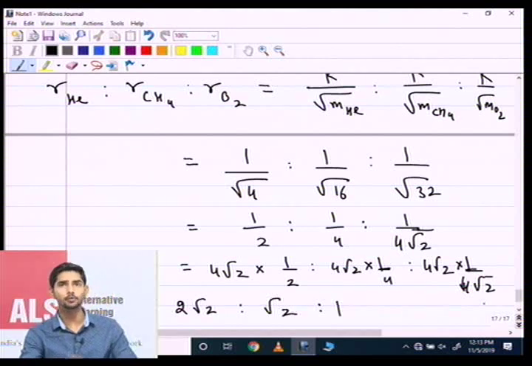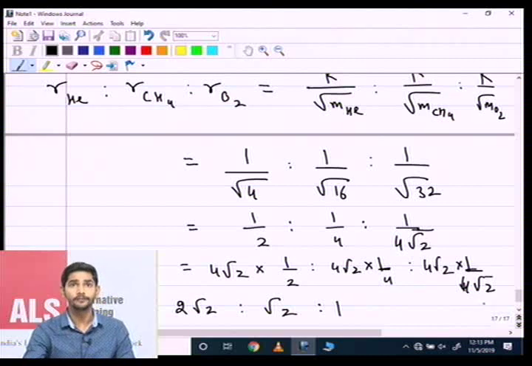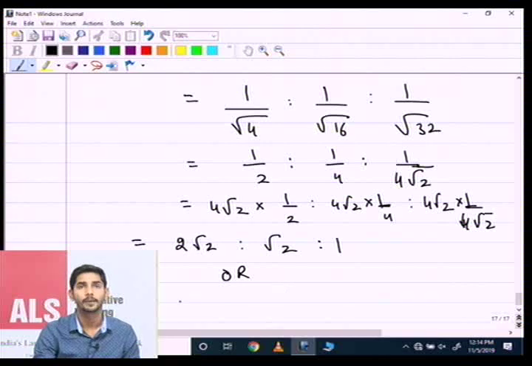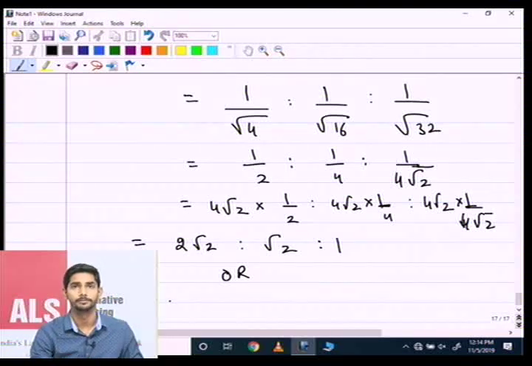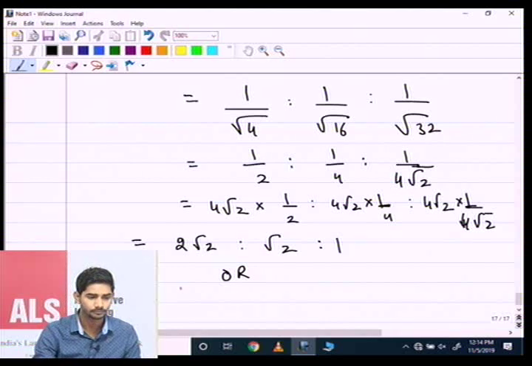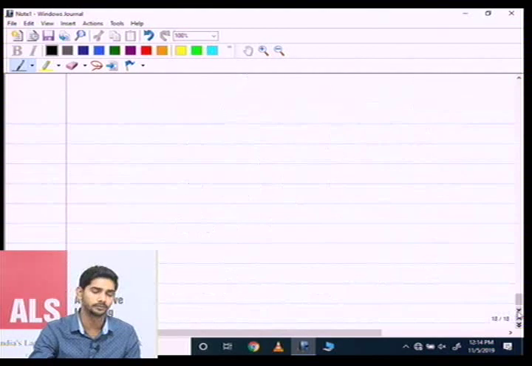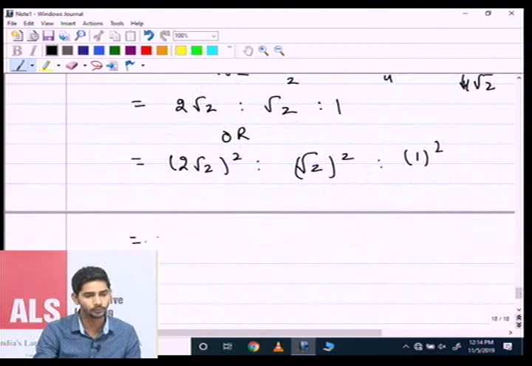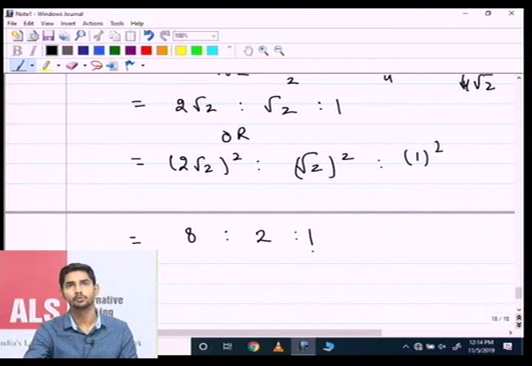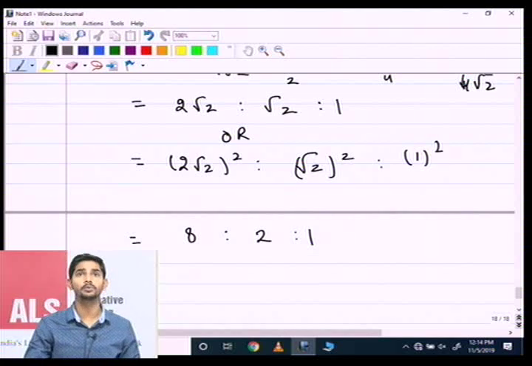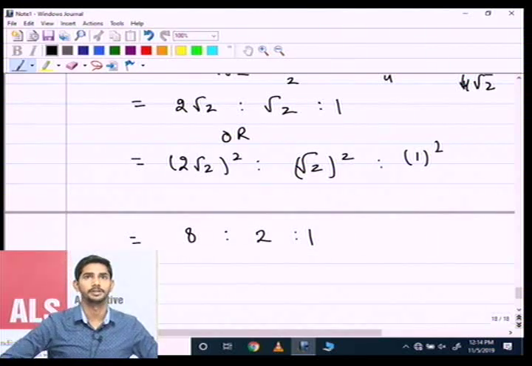Okay, so in the options you might get a root. If roots are not given to you, you can solve, means make square of everyone. So 2 root 2 square, root 2 square, into 1 square. So what will you get? 8 is to 2 is to 1. So you can have two answers. You can have 8 is to 2 is to 1 and 2 root 2 is to root 2 is to 1. These two are the possible answers.